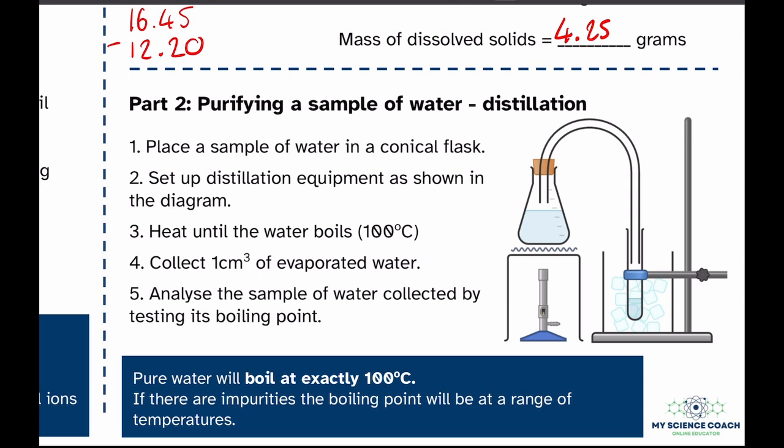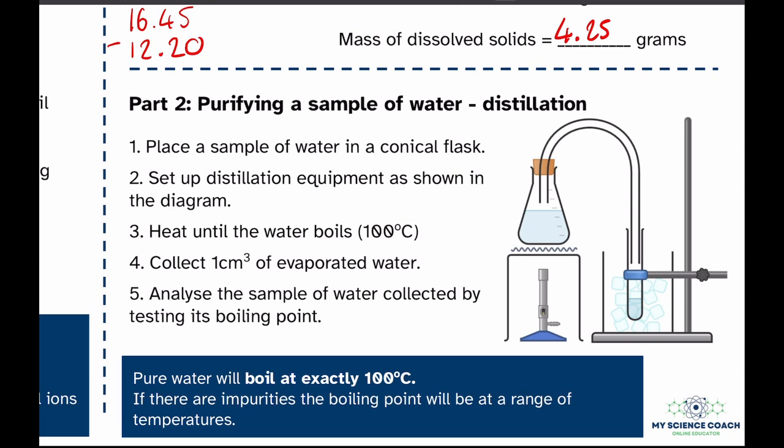What you do is you get your water and you put it into your conical flask. The reason we use a conical flask is because we're going to stick a bung in the top and put a delivery tube through that bung so that none of the water can escape. We are going to set up the distillation equipment. Again, if you want to write in your method exactly how to set it up, you can, or you can just draw a little sketch.